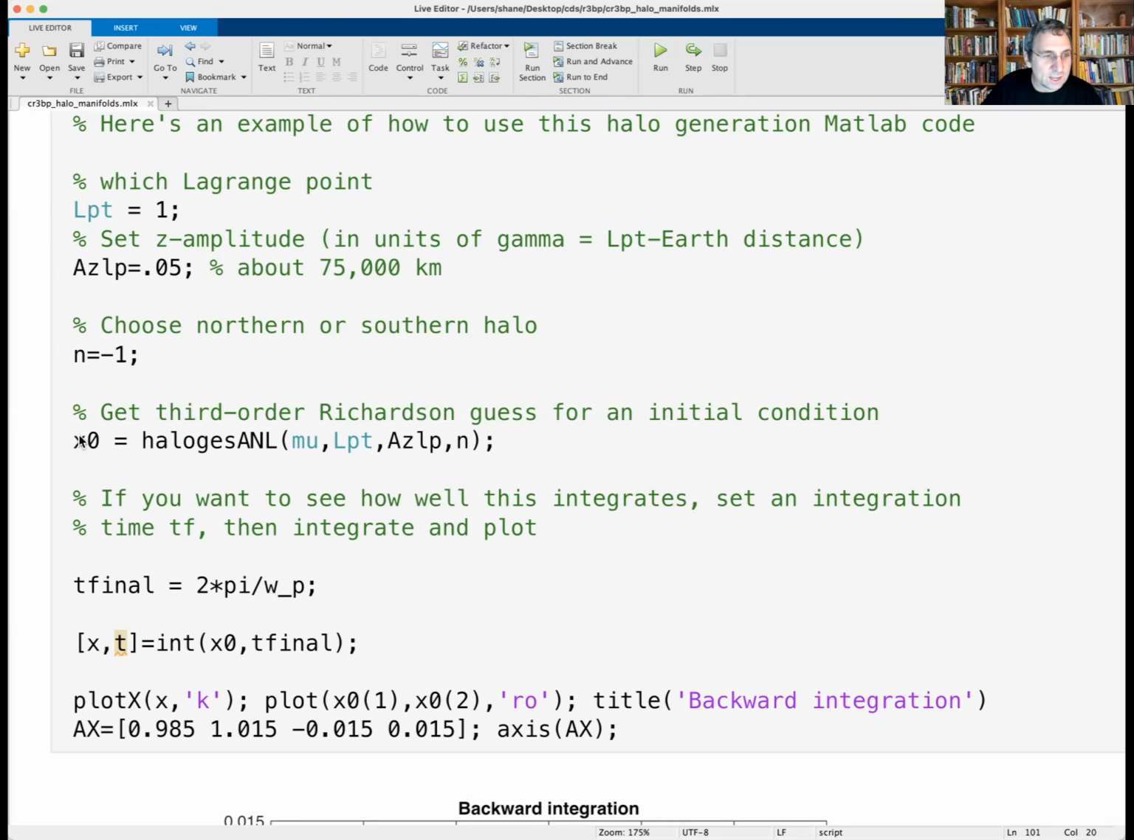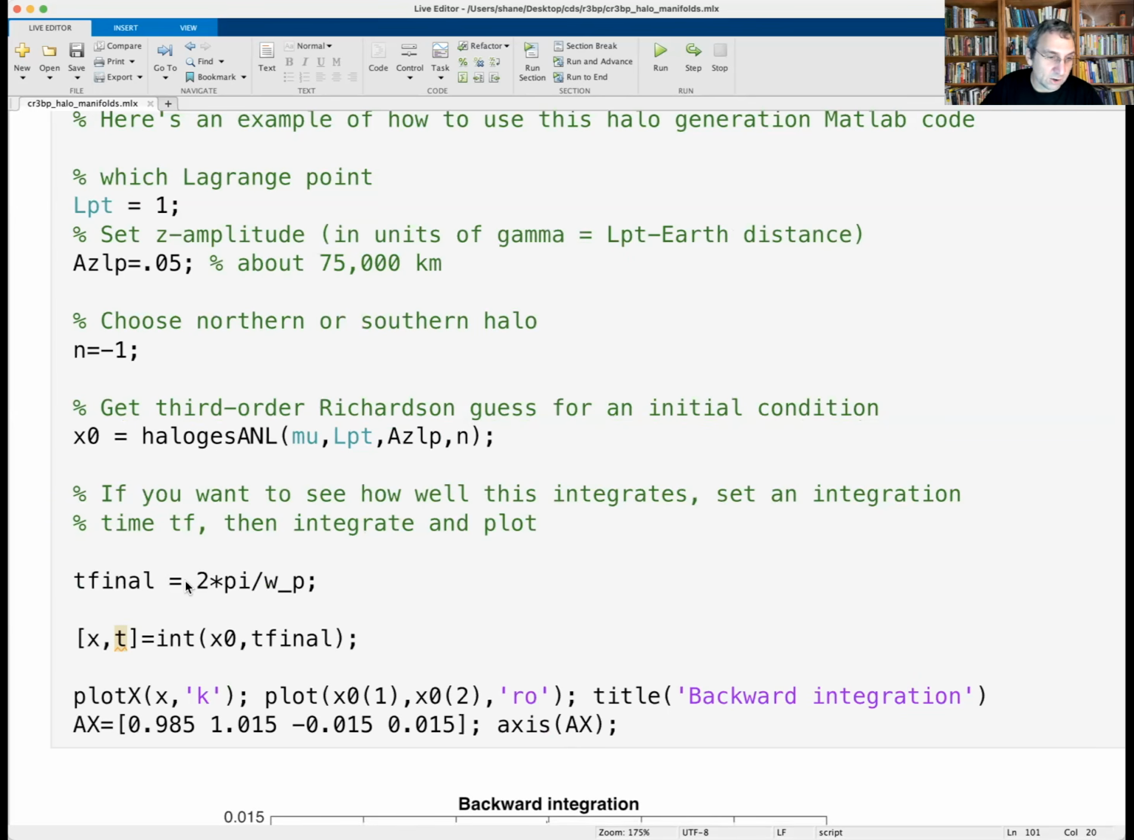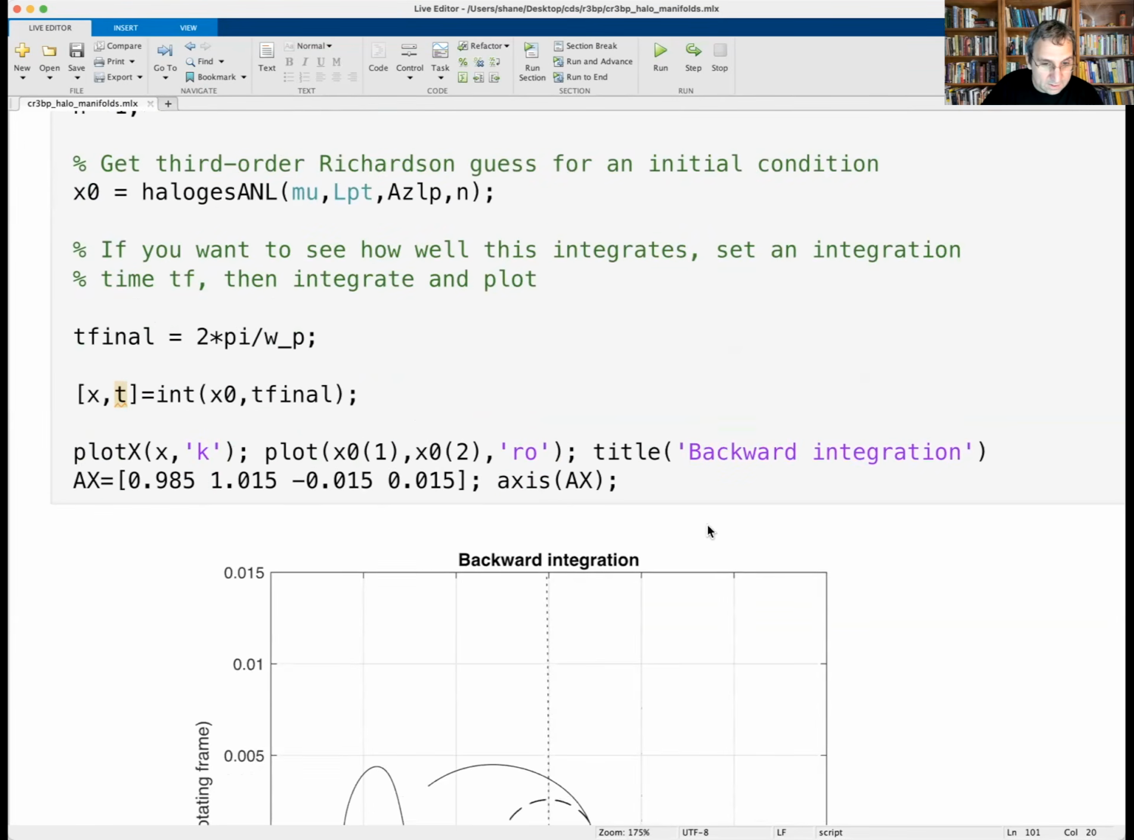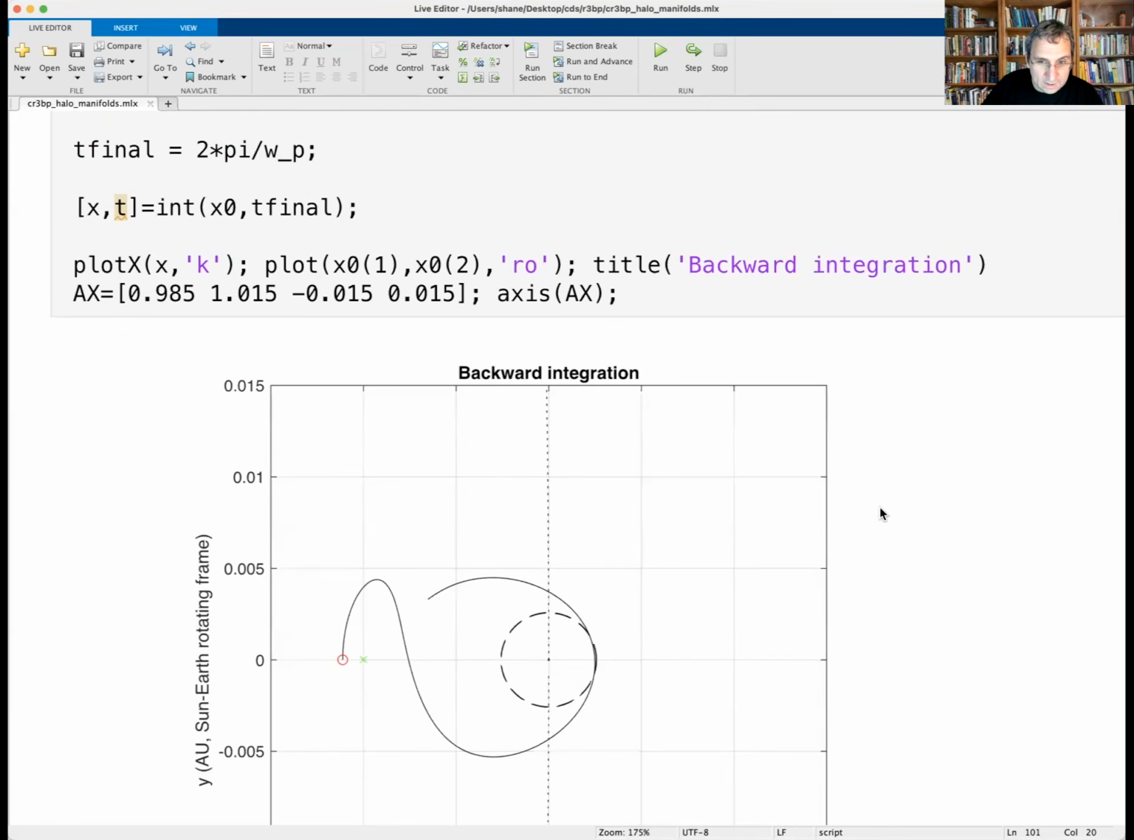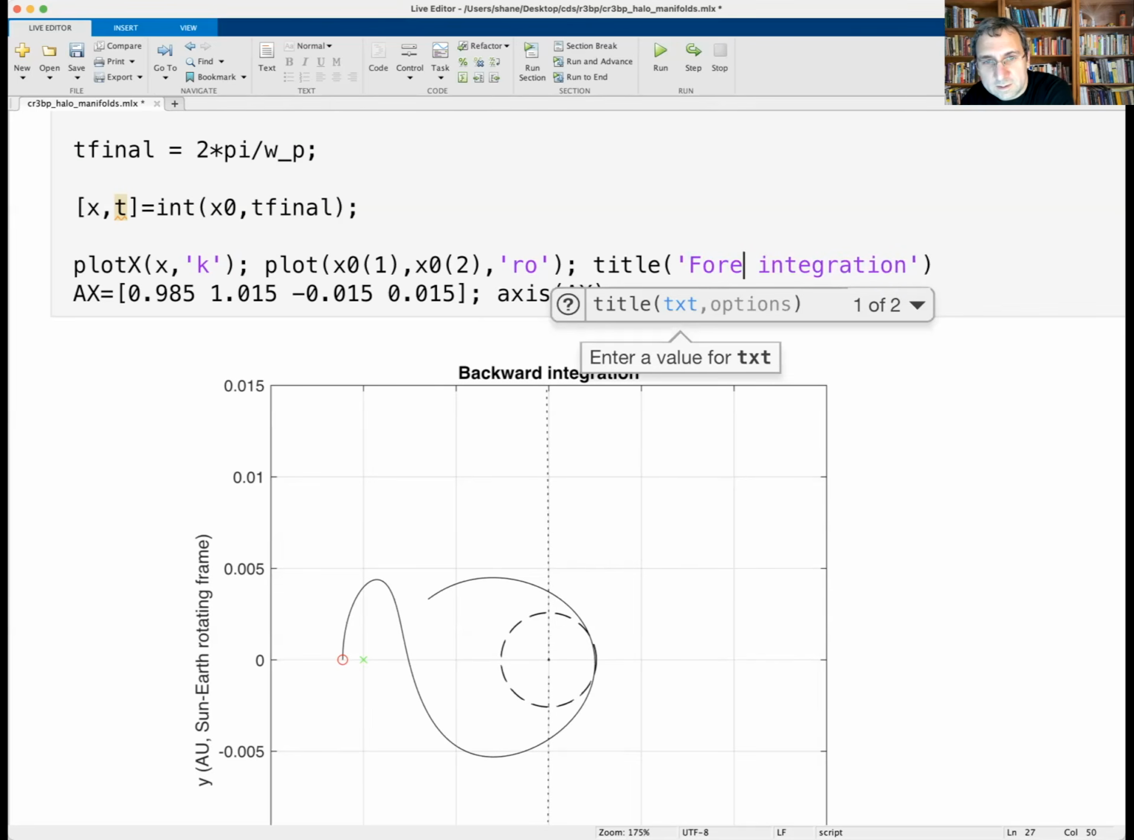And if we wanted to see how well this does, we can integrate it. So this just calls an integration function and then plots. So here it is. And I plotted, I don't know if I did forward or backward. I think this is actually forward integration.